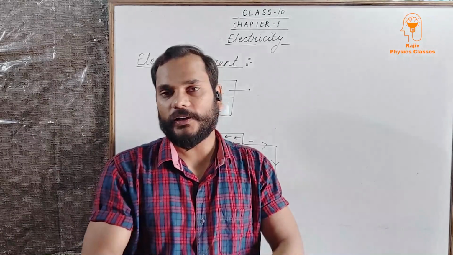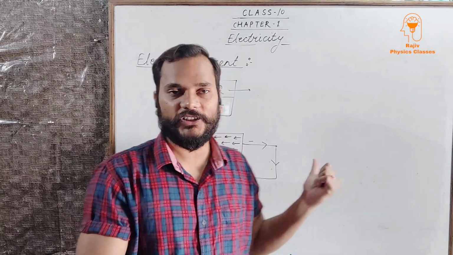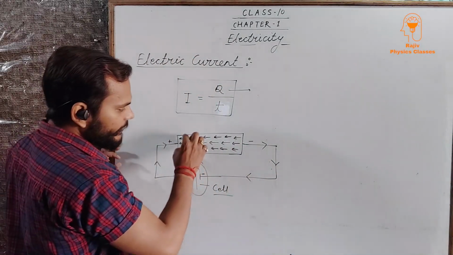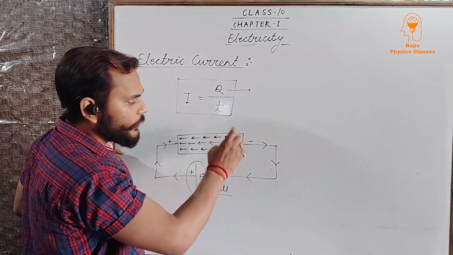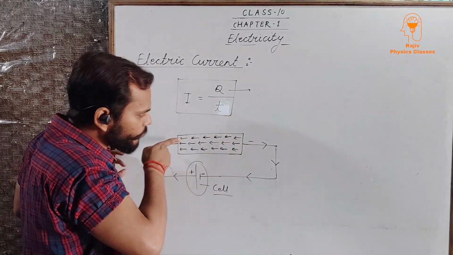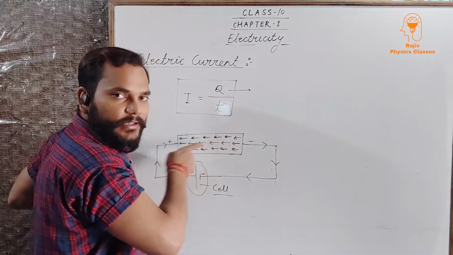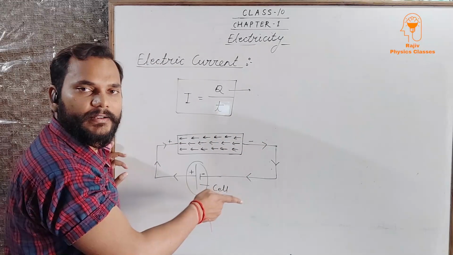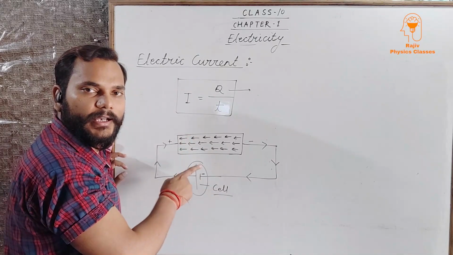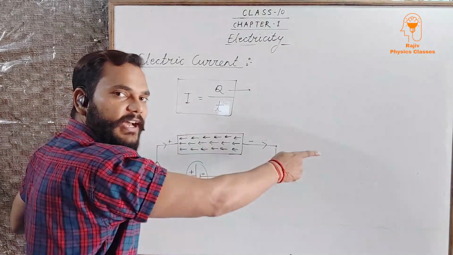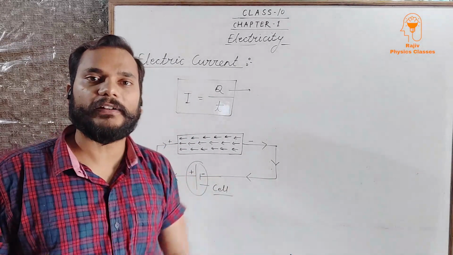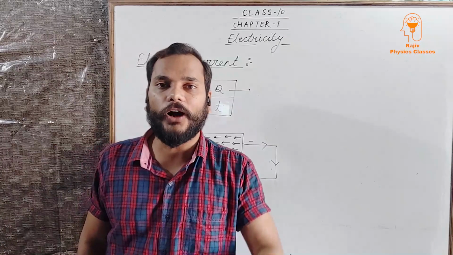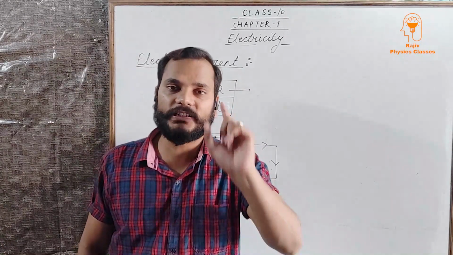Yes, the direction of electric current is considered due to the flow of positive charges. And tell me, what is the flow of positive charge in this condition? If there is some positive charge also in this wire, those positive charges will move towards the negative, right? So the direction of electric current is calculated due to the flow of positive charges, while the magnitude of electric current is calculated due to the flow of electrons. Always remember that.